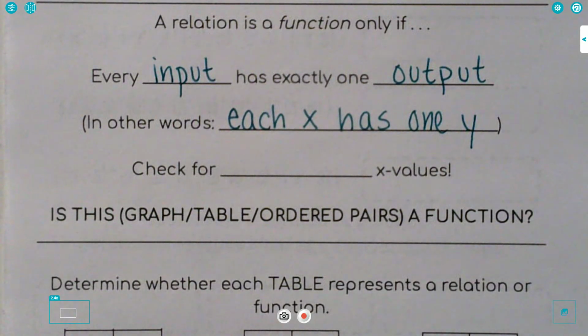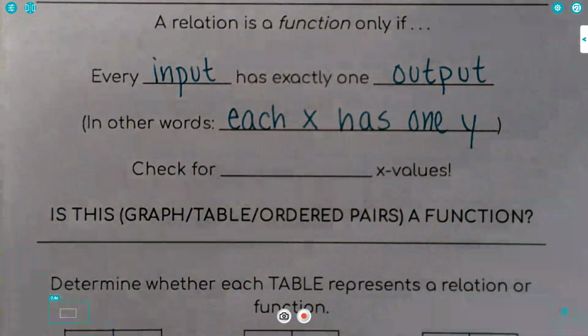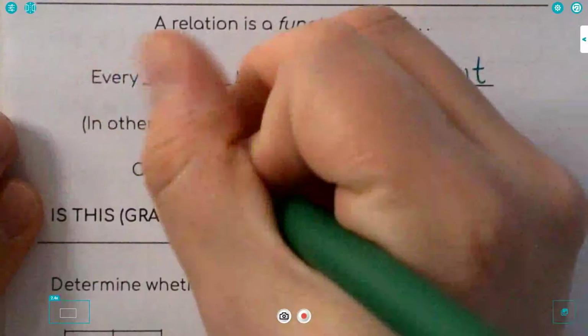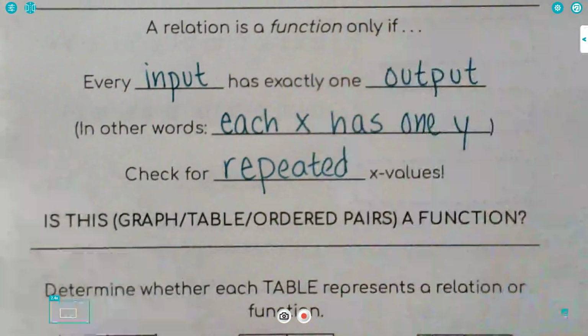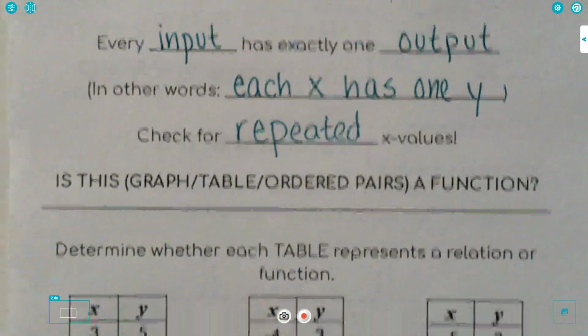How we are going to check if something is a function or a relation is we will check for repeated x values. So repeated x values are relations, is how I remember it. Repeat, relate. All right, so going down to look at our tables. Everyone have that?